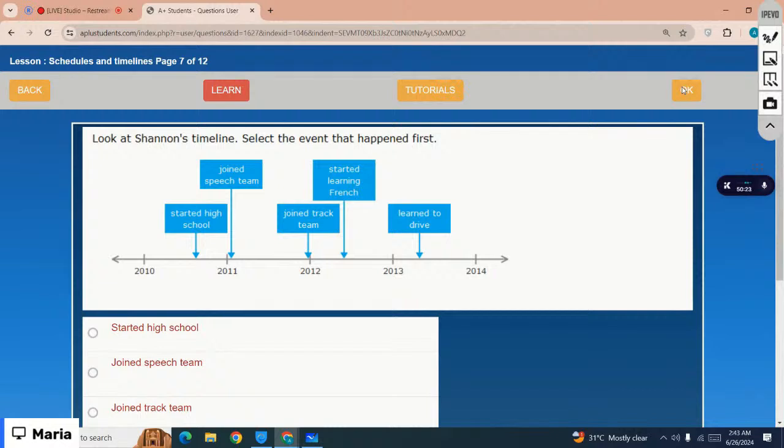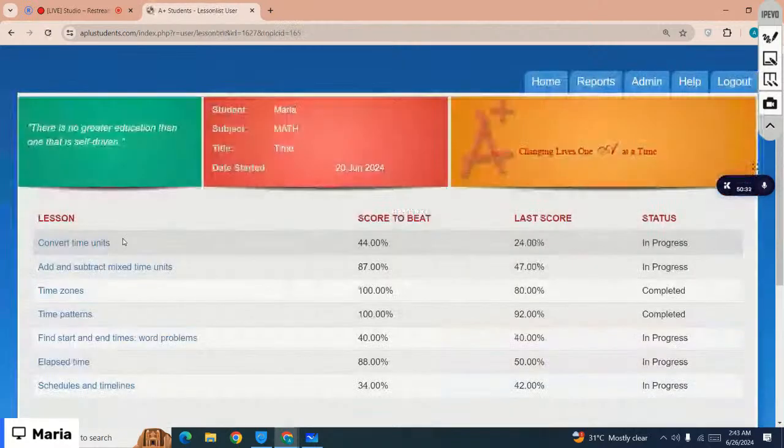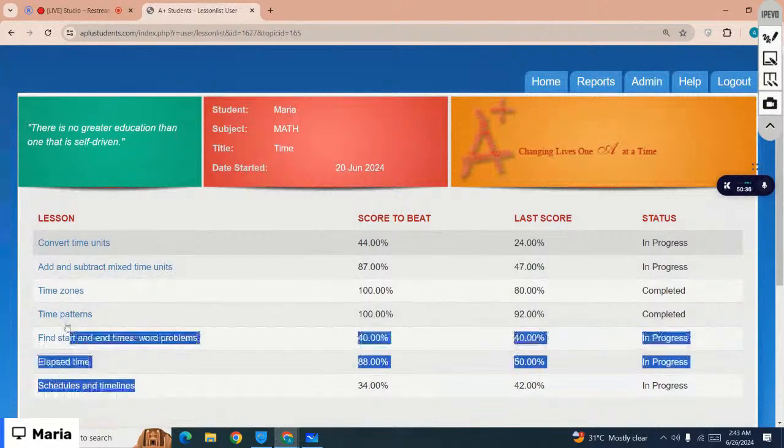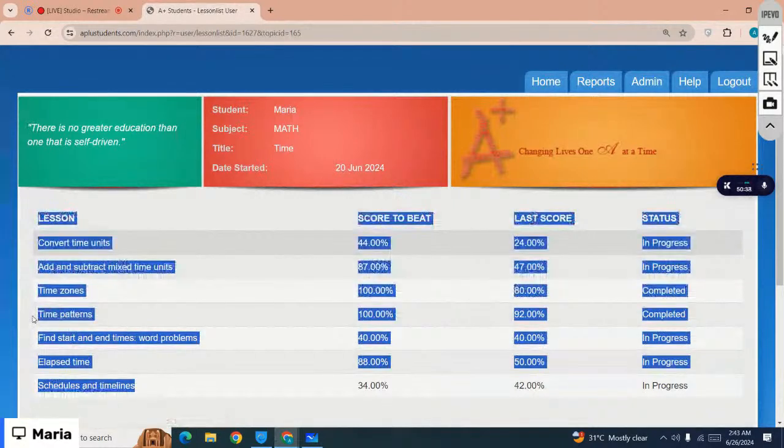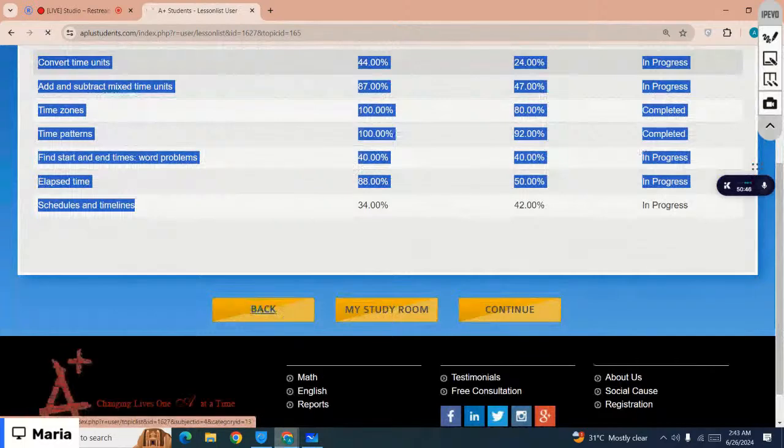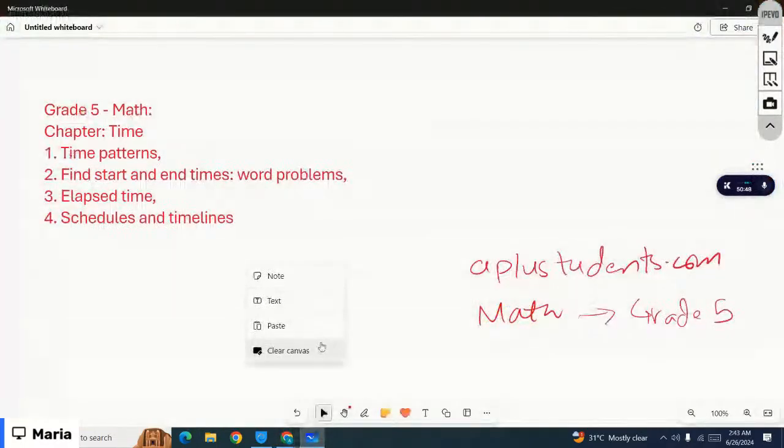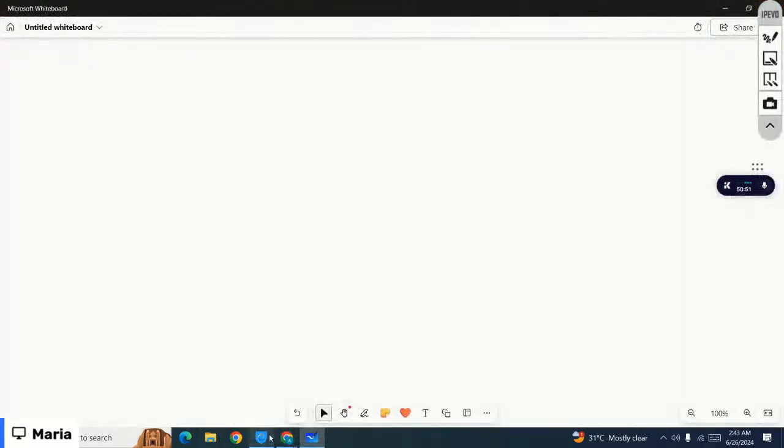Okay, you can complete the lesson by yourself later today. So we were working on grade 5 math. The chapter we were working on is time. The lessons we have covered today are time patterns, find start and end times, word problems, elapsed time, and schedules and timelines, right? So please make sure before the next session you complete all the practice questions for the lessons we just did. That is your homework until the next session.